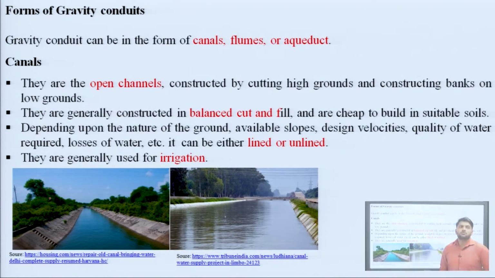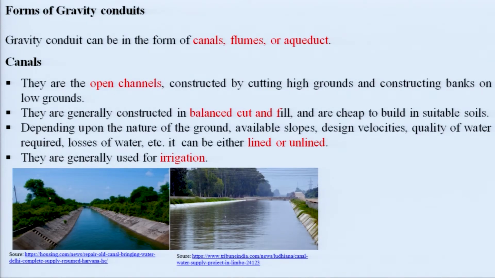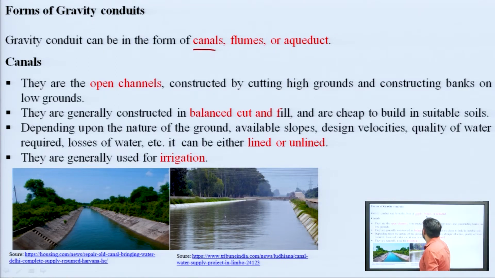Next is forms of gravity conduit. As I discussed, gravity conduits can exist in the form of canal, flume and aqueduct. Simply, the representation or the sketch of a canal can be seen from these two figures, and we can easily detect the shape of that particular canal. What will be the shape of that particular canal?